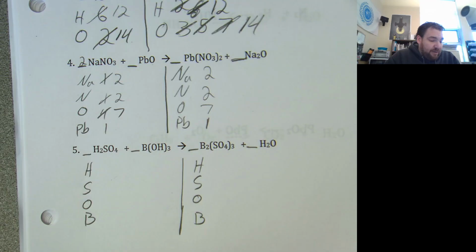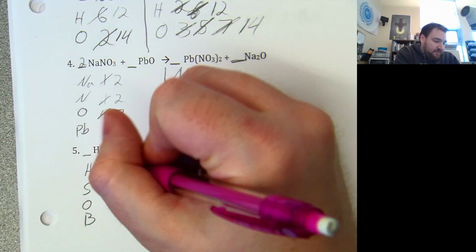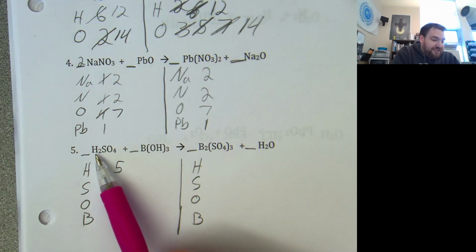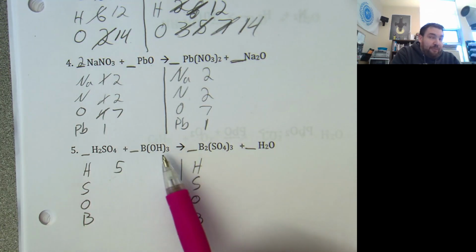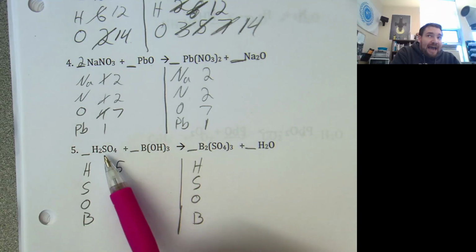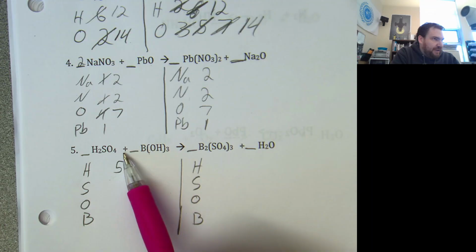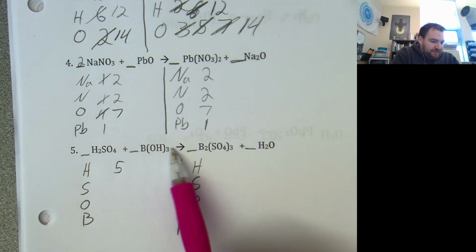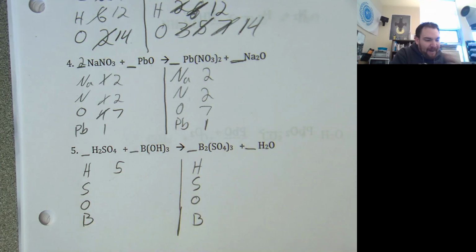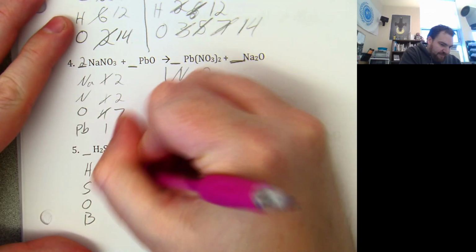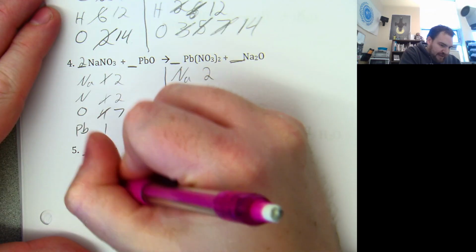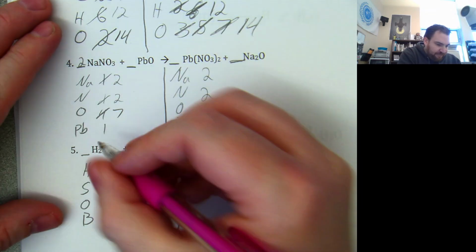And now we count. How many hydrogens on the left? There are 5. I have 2 hydrogens here, and I have 3 more over here. You add, because there's a plus sign in between them. 2 plus 3 is 5. How many S's? There's 1. How many O's? 7. How many B's?